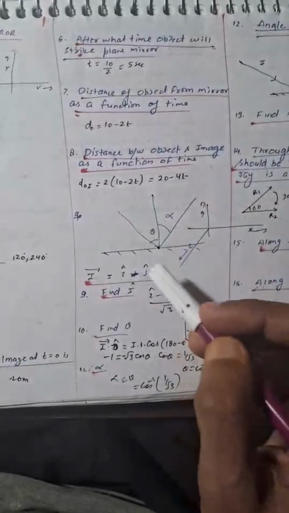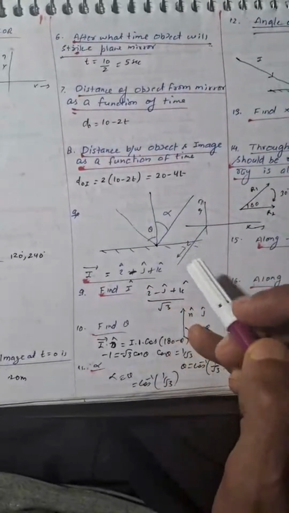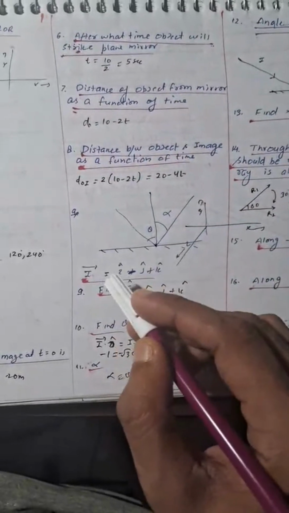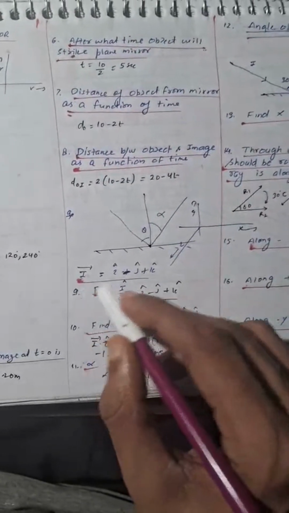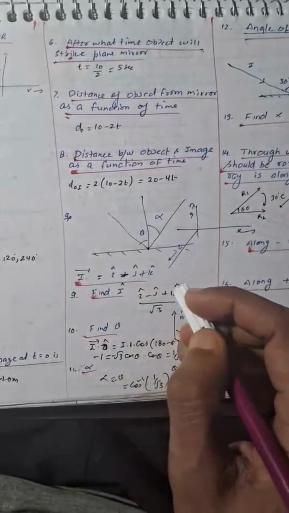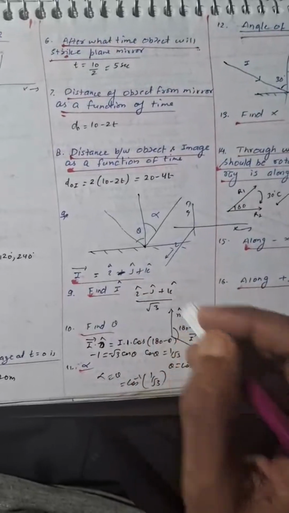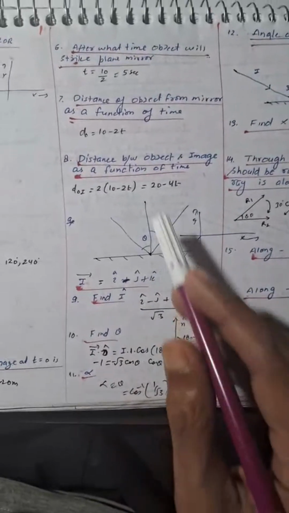Next we have another question, that light rays are incident as shown in the figure. We are given a vector along the incident ray which is i cap minus j cap plus k cap. Then we need to find the unit vector. So the unit vector will be i cap minus j cap plus k cap by root 3. Now we need to find angle theta.